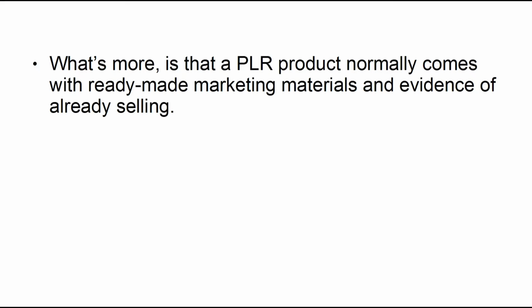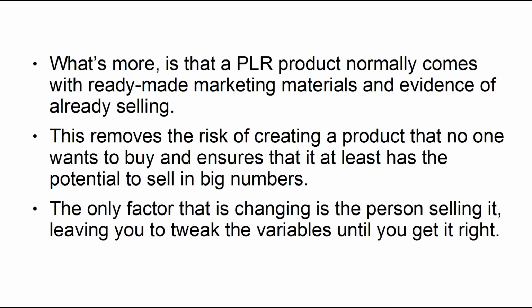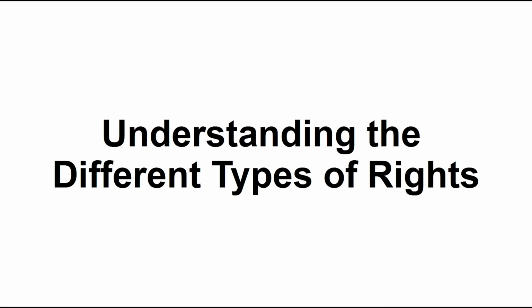What's more is that a PLR product normally comes with ready-made marketing materials and evidence of already selling. This removes the risk of creating a product that no one wants to buy, and ensures that it at least has the potential to sell in big numbers. The only factor that is changing is the person selling it, leaving you to tweak the variables until you get it right. Understanding the different types of rights.